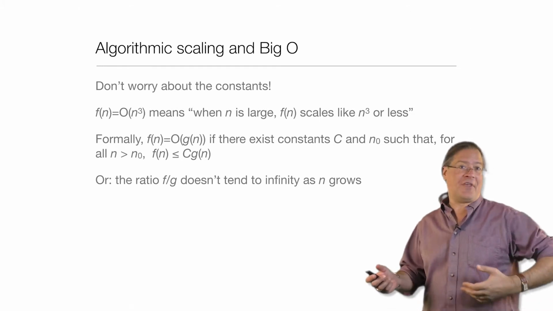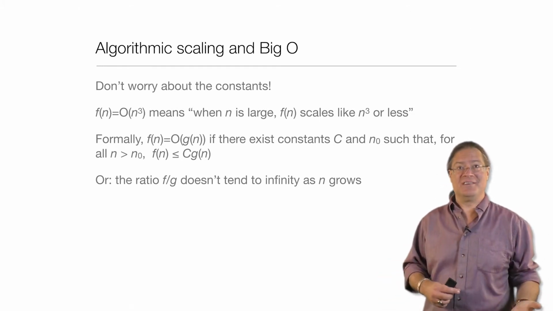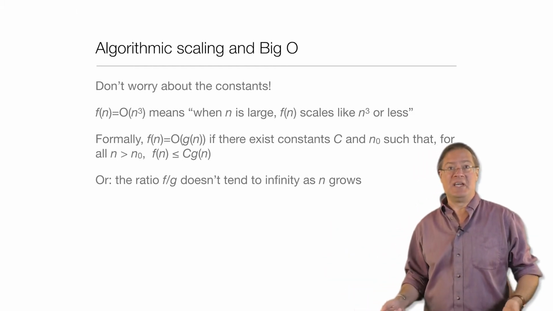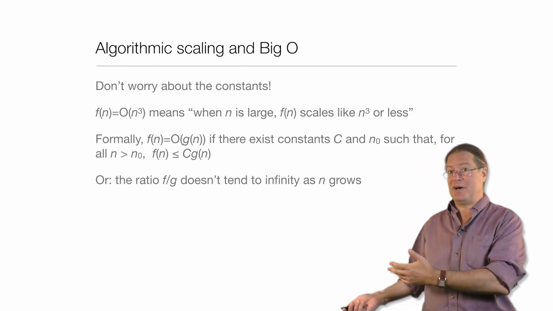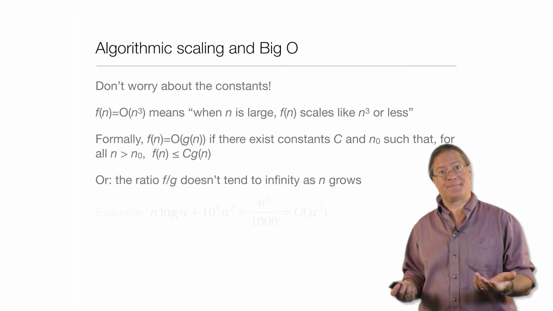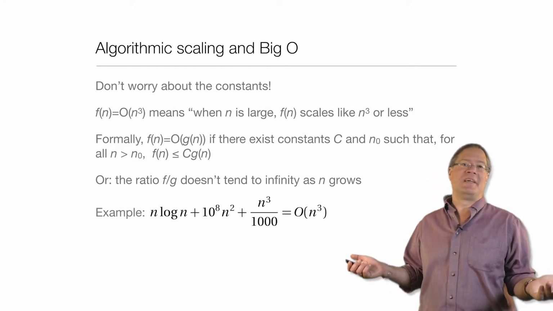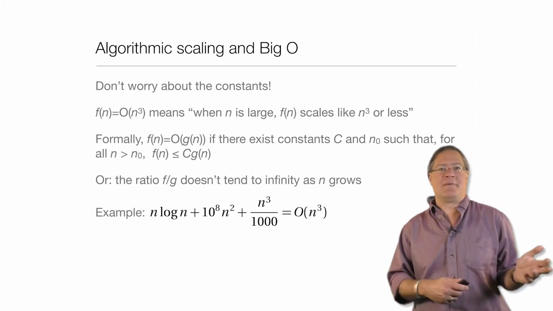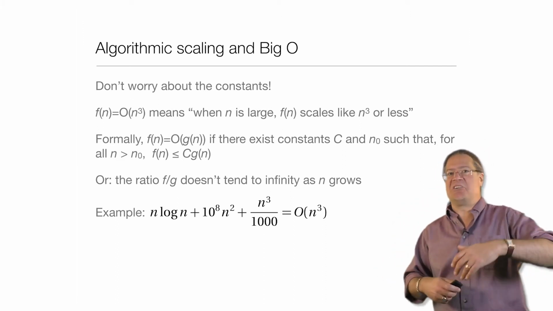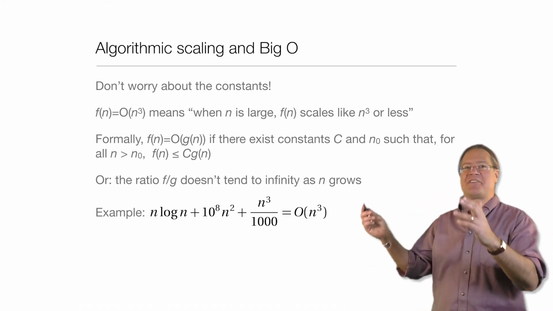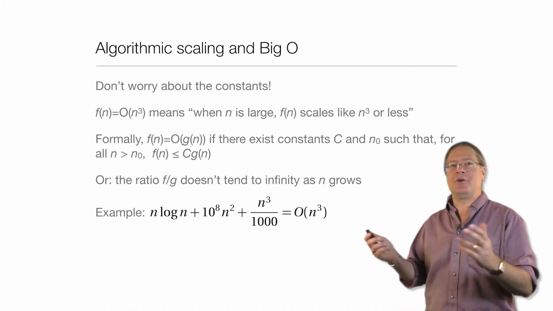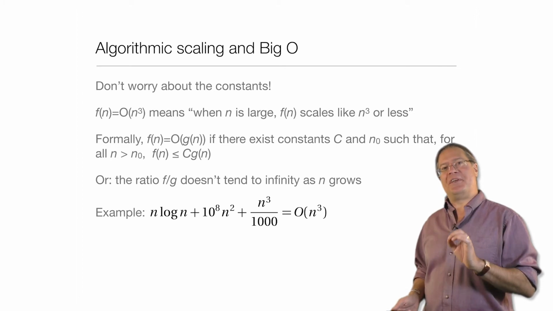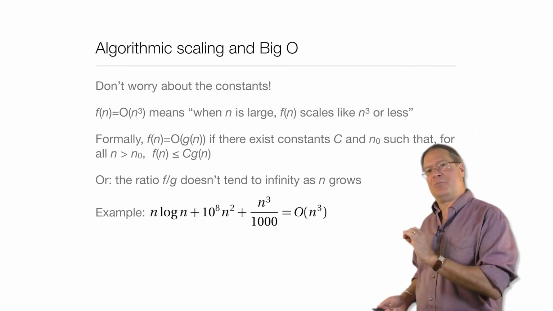Another way to put this is that the ratio f over g doesn't blow up. It doesn't tend to infinity as n grows. It might be 1, it might be 10, it might be 100, but it doesn't blow up. Here's an example. I might have some problem with some algorithm, and its running time might be kind of complicated: n log n plus 10 to the 8th times n squared plus n cubed over 1,000. Well, the important part about this is that it's big O of n cubed.